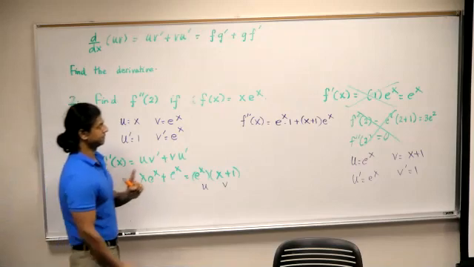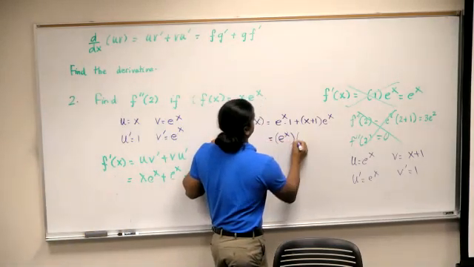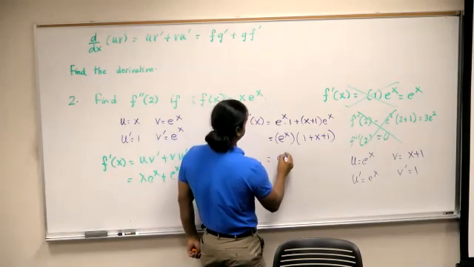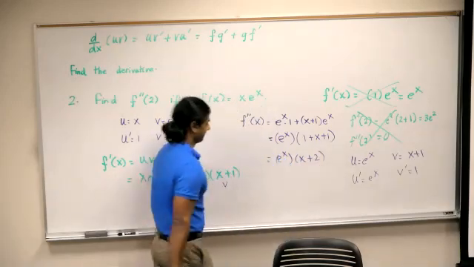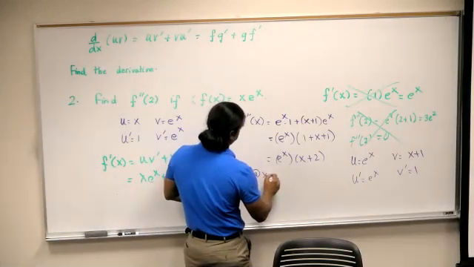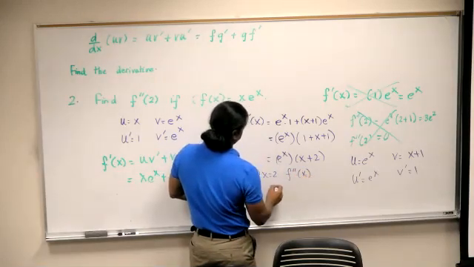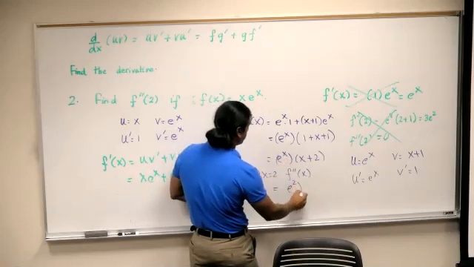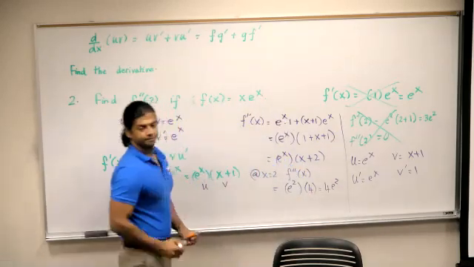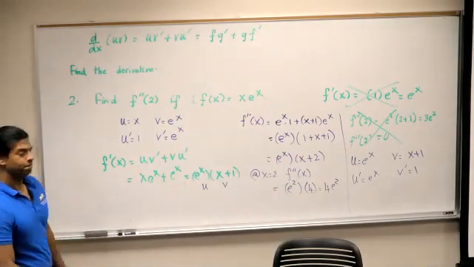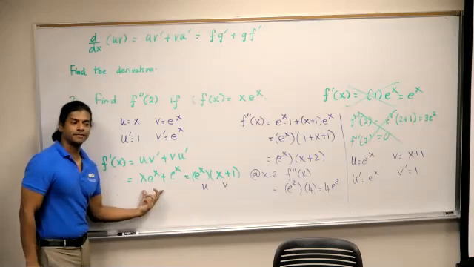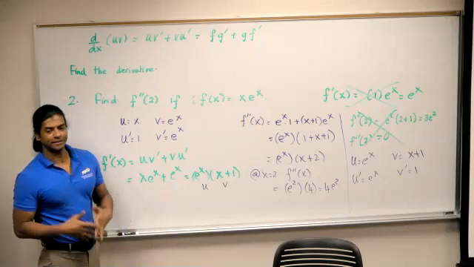What do we have in common? e raised x. So 1 plus x plus 1. Good. So you will have e raised x times x plus 2. And now you can plug in the value 2. So at x equal to 2, f double prime of x is simply e raised to the power of 2, times 2 plus 2, 4, which is 4e squared. Good. You can do it this way without factoring, that is okay, but factoring will make things simpler.